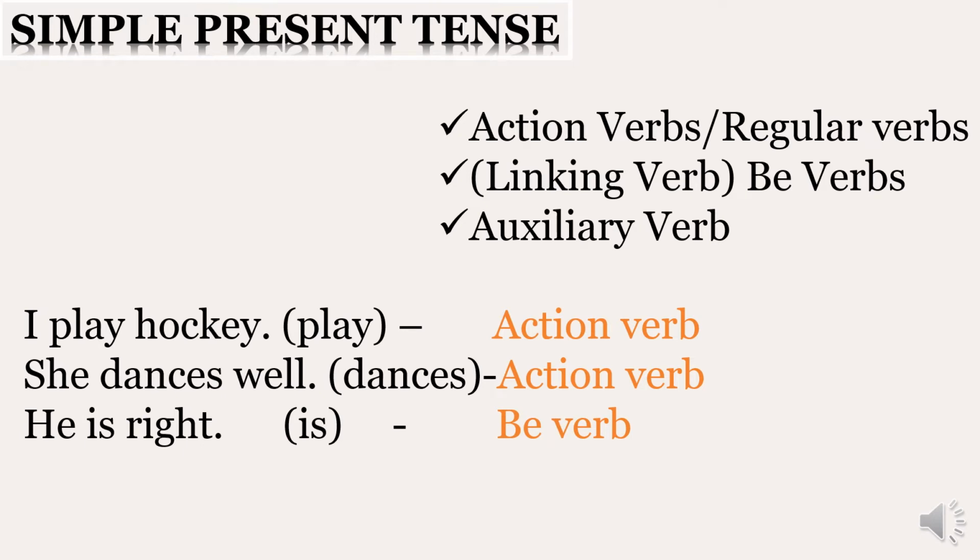Next one, he right here is, it is be verb. In simple present tense we use three be verbs, is, am, and are.